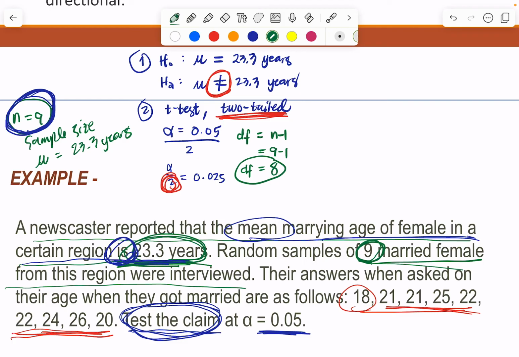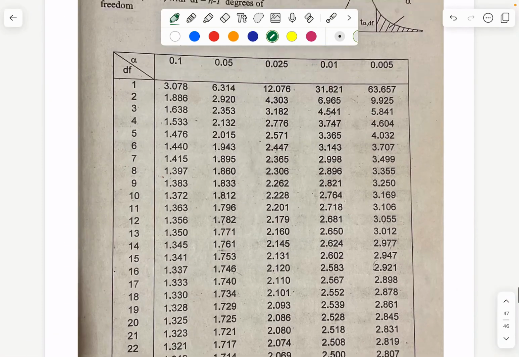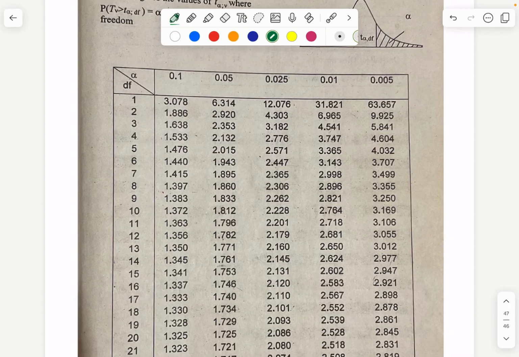So pwede na nato makita si T critical. How? So lantawon din nato diri sa table. So unsa to atong degrees of freedom? Our degrees of freedom is 8. So lantaw din ka diri gikan ni degrees of freedom panaog tama ni 8. So naa na ka diri ni 8.